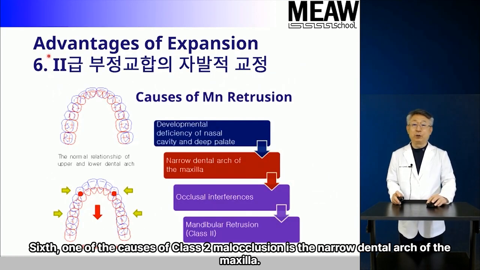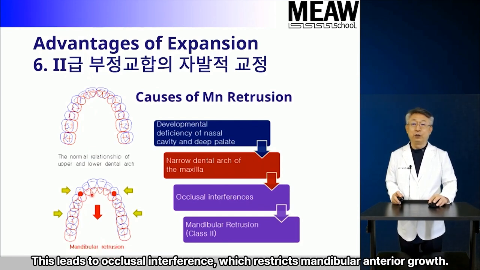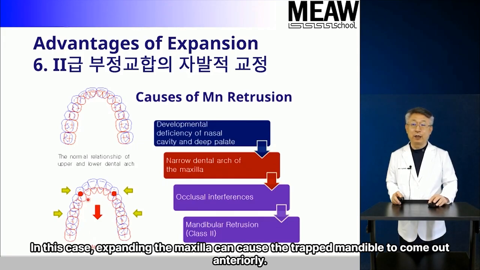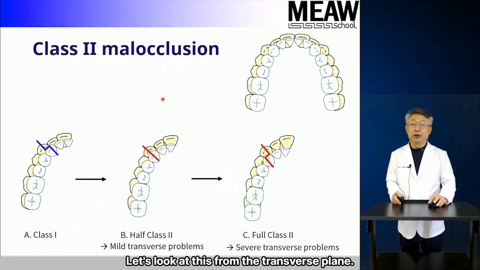Sixth, one of the causes of Class 2 malocclusion is the narrow dental arch of the maxilla. This leads to occlusal interference which restricts mandibular anterior growth. In other words, there is a high possibility that the mandible will be a Class 2 malocclusion located posteriorly. In this case, expanding the maxilla can cause the trapped mandible to come out anteriorly. Let's look at this from the transverse plane.